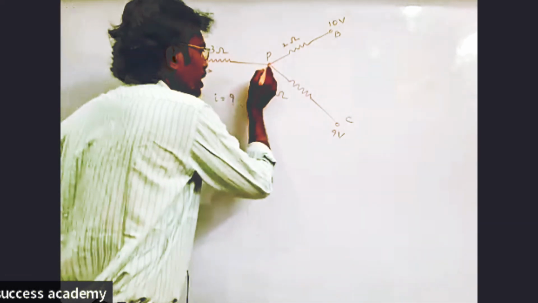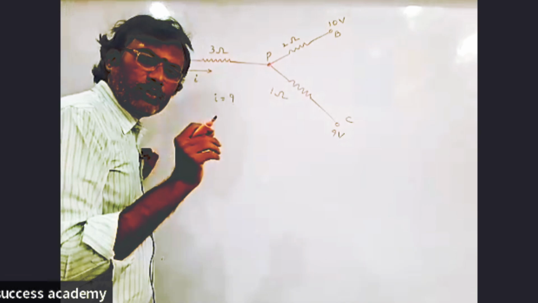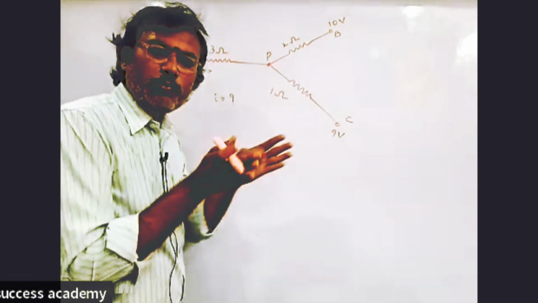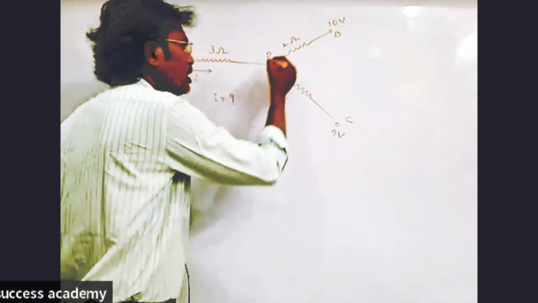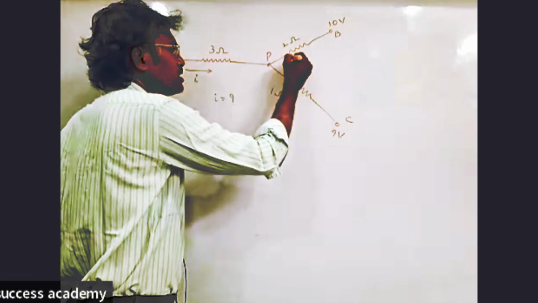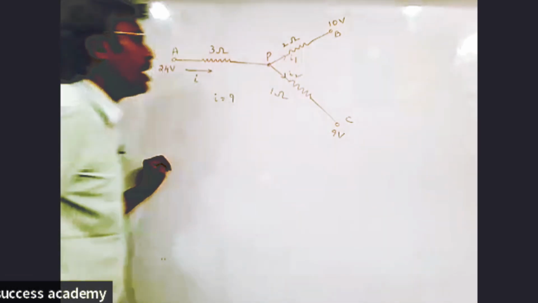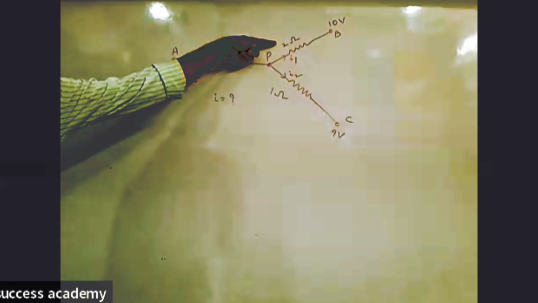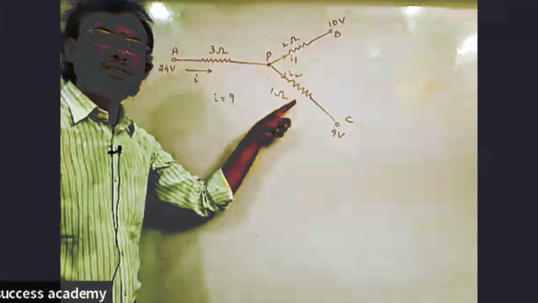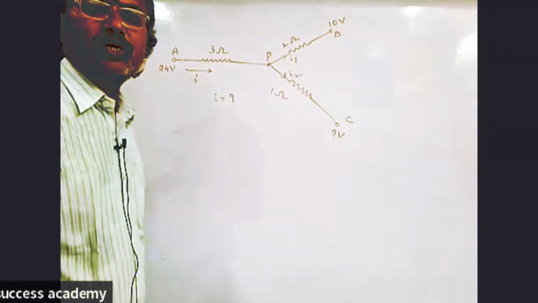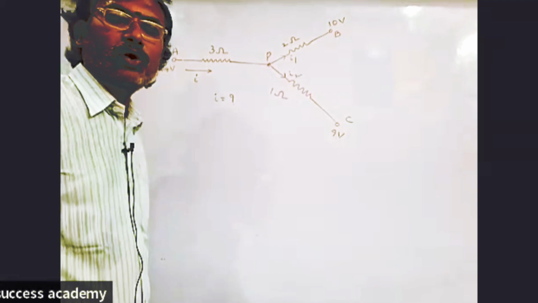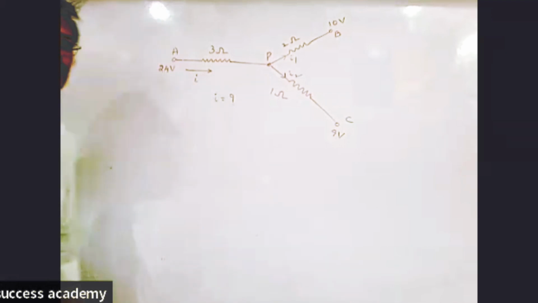So now this I is moving up to P. At P the current is dividing into two paths. So some current is nothing but here I1 I am taking, and this current is nothing but I2. I1 is the current passing through the 2 ohm resistor. I2 is the current passing through the 1 ohm resistor. Okay, now listen.